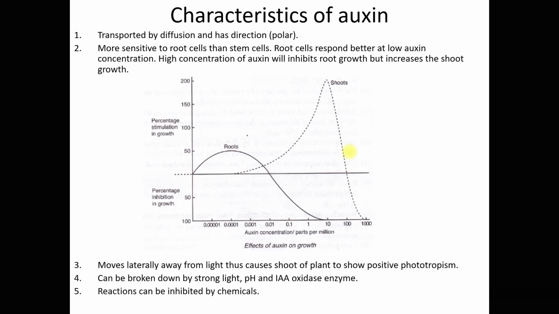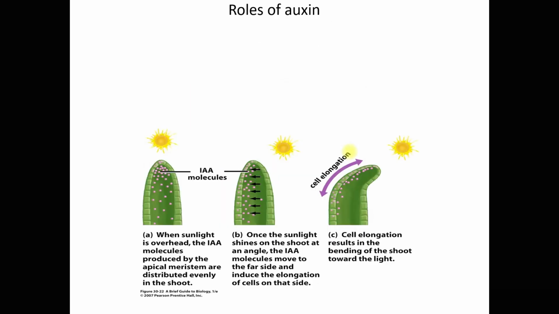Reactions of auxin can be inhibited by chemicals, right? So yeah, this is what I wanted to show you earlier. Okay, so you can see how this shoot can show positive phototropism. This is the part of the shoot where there is lack of auxin. It grows toward the sunlight. The part of the shoot that has a higher concentration of auxin is not being exposed to the sunlight. Right.